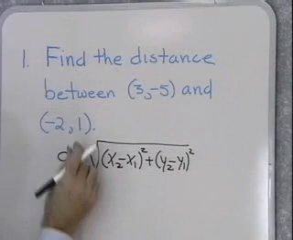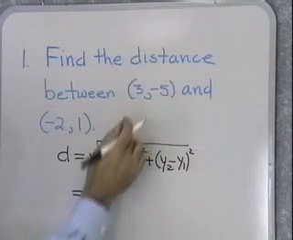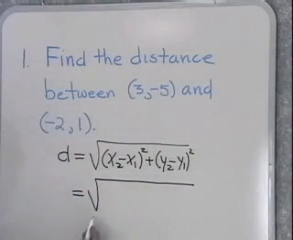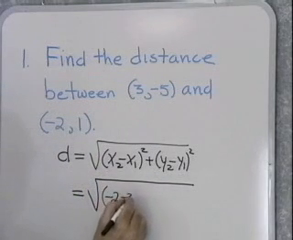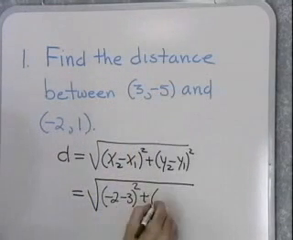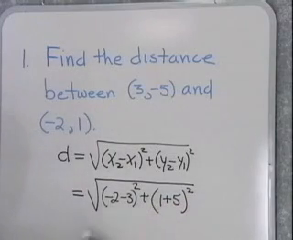So I can assign this as the point (x1, y1), or this as the point (x1, y1). It really makes no difference. It doesn't make any difference what order I subtract in either. So I'm going to start by, let's do this, negative 2 subtract 3, quantity squared, plus, let's go 1 subtract negative 5. So that'll be 1 plus 5, that quantity squared.